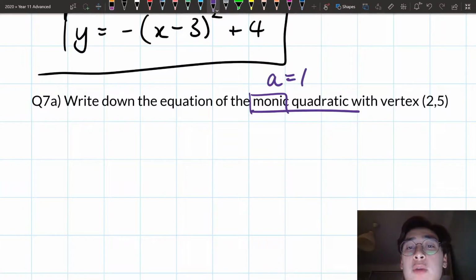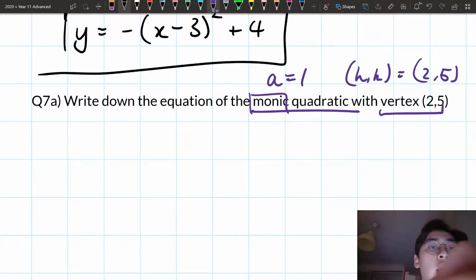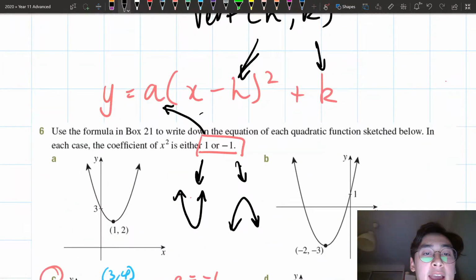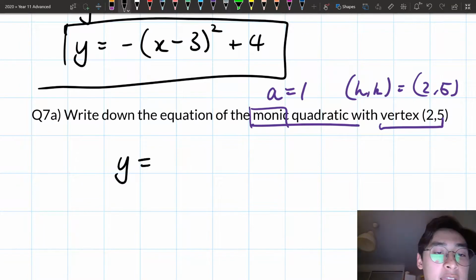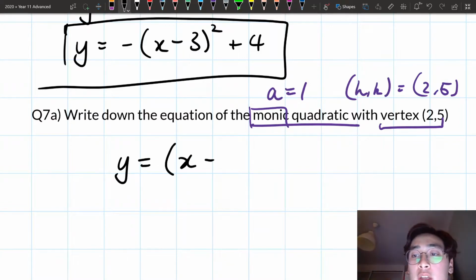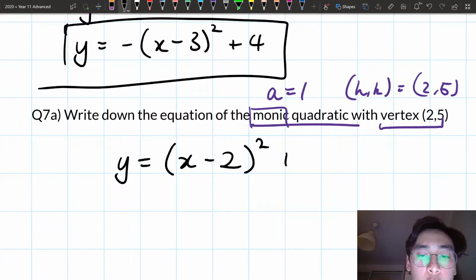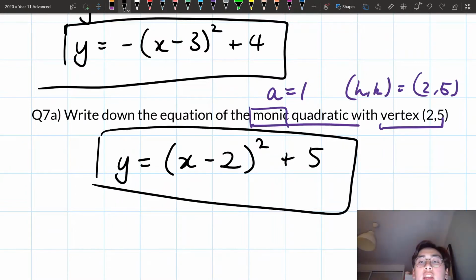So monic tells me a is equal to 1, and the vertex is (2, 5), so (h, k) is equal to (2, 5). I'm going to put that into my equation from above, y is equal to a(x minus h) all squared plus k. So a is equal to 1, and x minus h uses the x coordinate of my vertex, so that's (x minus 2) all squared plus 5. There we go. The equation of my monic quadratic with vertex (2, 5) is as thus.